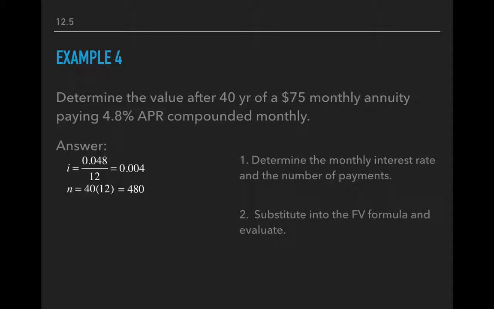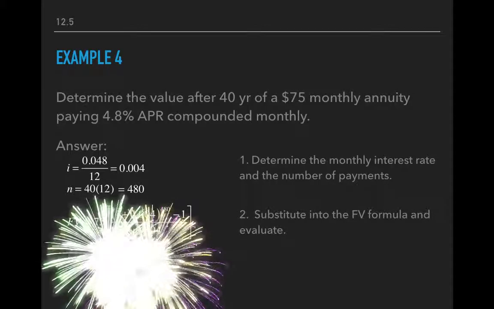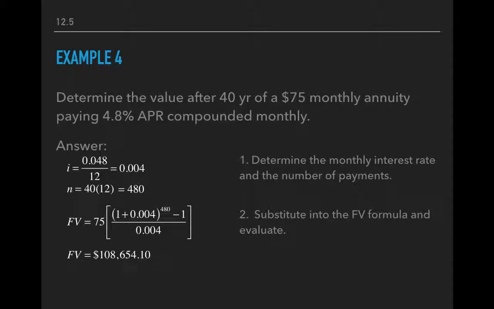So now, with that information, we substitute it into the formula. 75 is that payment. We plugged in the monthly interest rate and the N, which is the number of payments, and take a moment to plug that into your calculator. You should find it to be $108,654.10. Pretty substantial chunk of change.